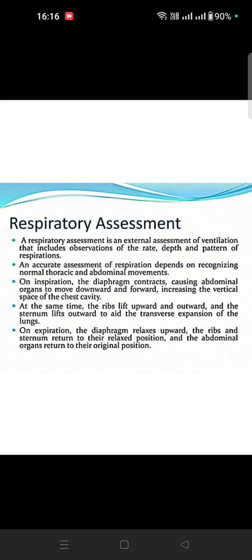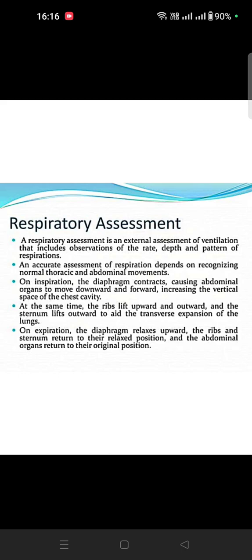So what is the respiratory assessment? Respiratory assessment is the external assessment of ventilation. It includes the observation of rate, depth, and pattern of respiration. So what does accurate mean? It means recognizing the normal thoracic and abdominal movements. So what does the normal assessment mean?